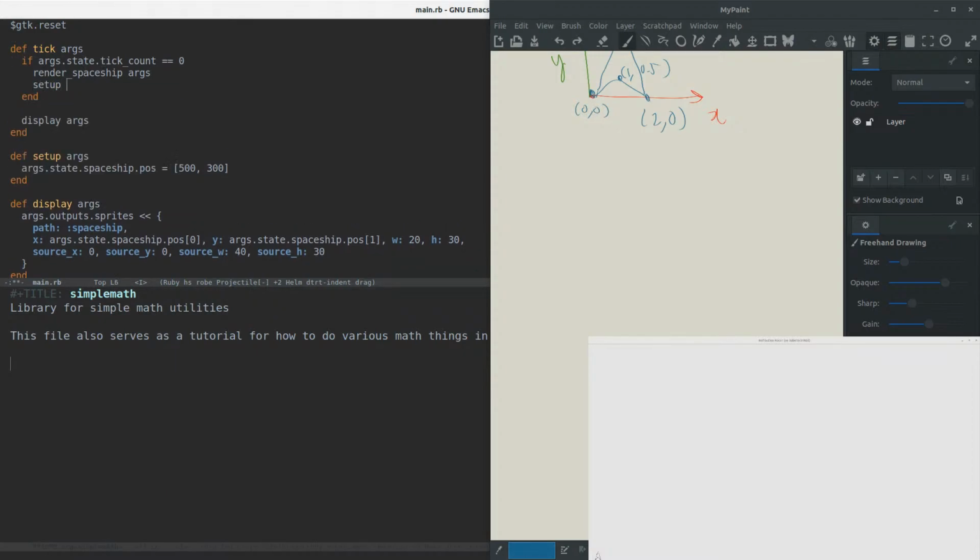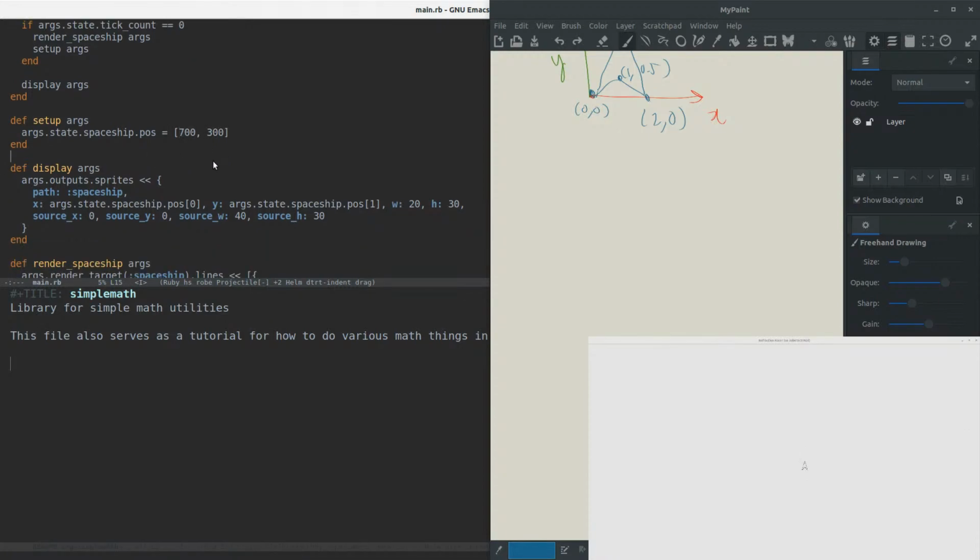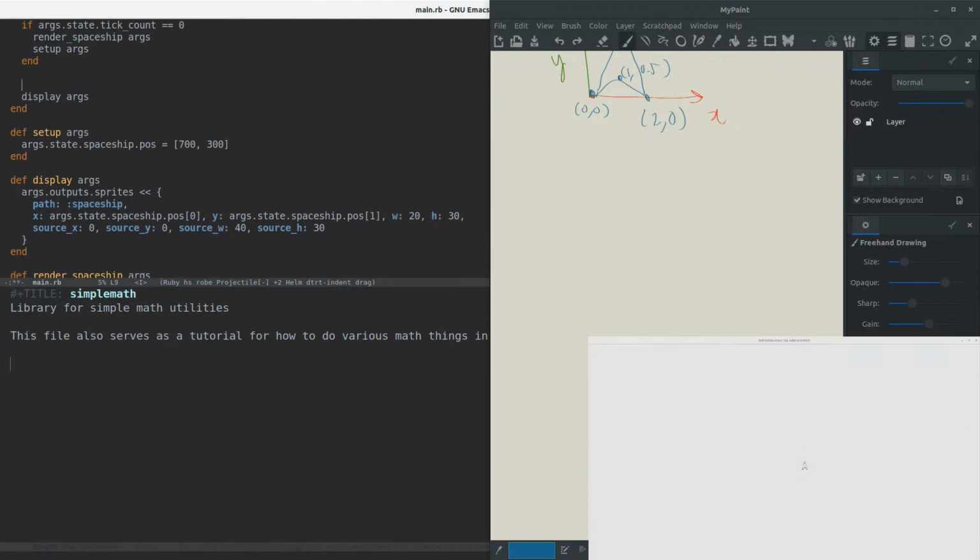So we'll call this setup args. And now we have our spaceship again. And if we change this position here, then of course it moves to the new position, right? And if we wanted to have it follow the mouse around, we would just do something like dot position equals args.inputs.mouse.x and args.inputs.mouse.y, and now we have our sprite following around our mouse.